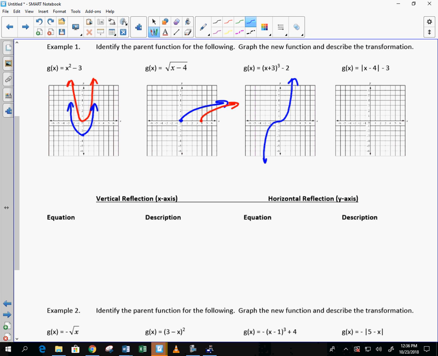So I have x plus 3 quantity cubed minus 2. Is the 3 on the inside or outside? So that could be horizontal or vertical. Horizontal. What do you plug in to make 0? So move 3 units to the left. How about the plus 2 or the minus 2? Down 2. So I'm going to move back 3 and down 2. I'm going to have the same exact shape then.